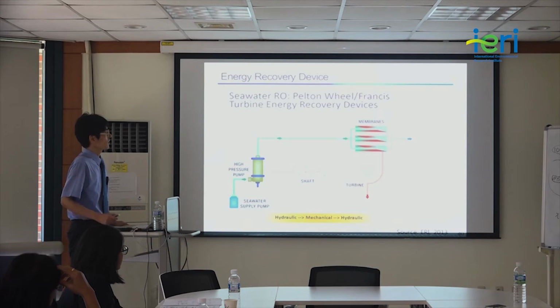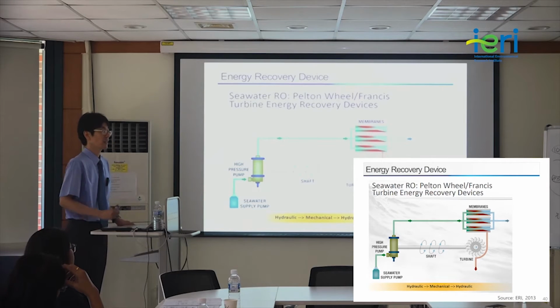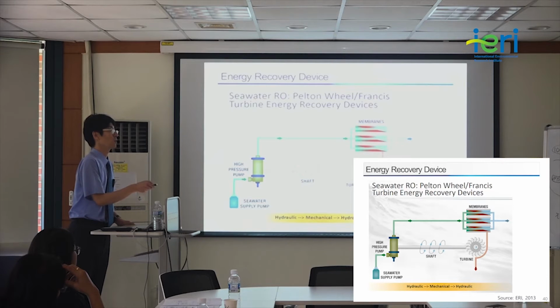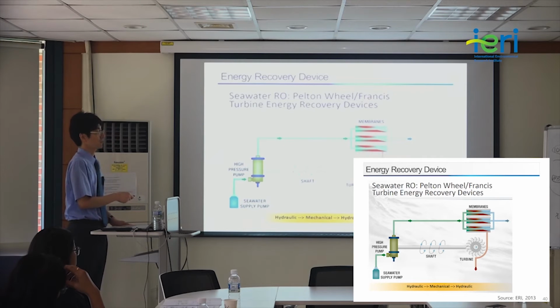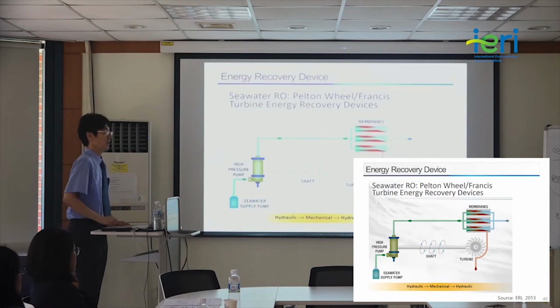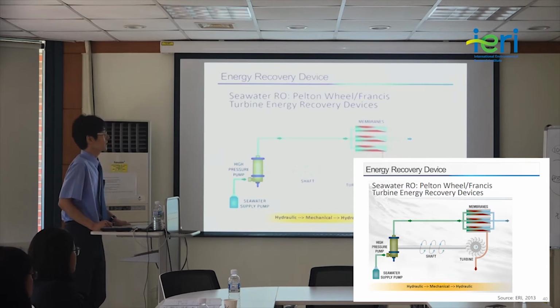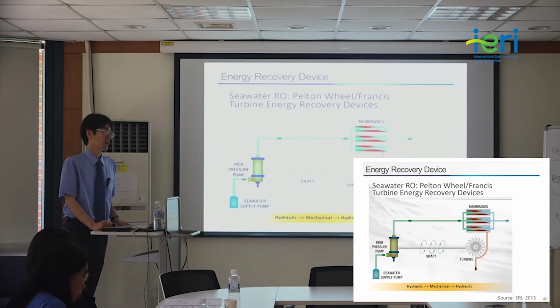So the initial idea was to attach this kind of turbine, and this turbine can use the brine flow, which has enough flow rate and enough pressure. By contacting this brine with this turbine, we can get mechanical energy, and this energy can be delivered to the high pressure pump. So that can actually reduce the loading of the high pressure pump. This is a better idea than the previous case where there's no energy recovery.